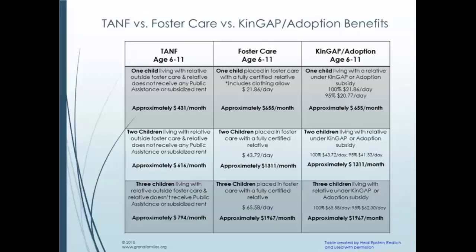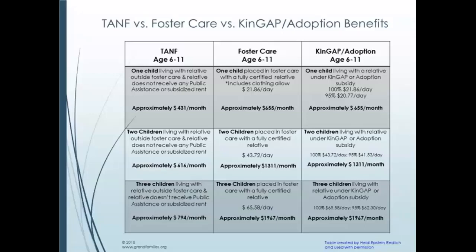One child placed in foster care with a fully certified relative, including a clothing allowance, is getting about $650 per month. If you have two children placed in foster care with a fully certified relative, you're looking at about $1,300 per month. Why the difference? Well, the difference is that in foster care, each child is treated with their own subsidy as a separate case. So each child, ages 6 to 11 in this instance, are each getting a full foster care subsidy.